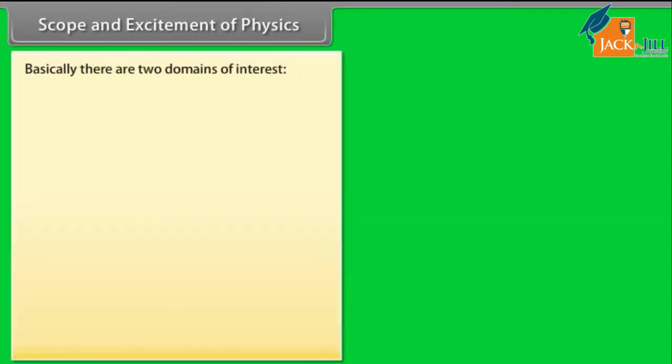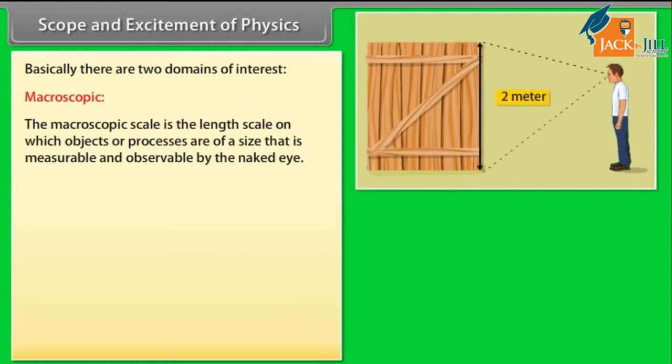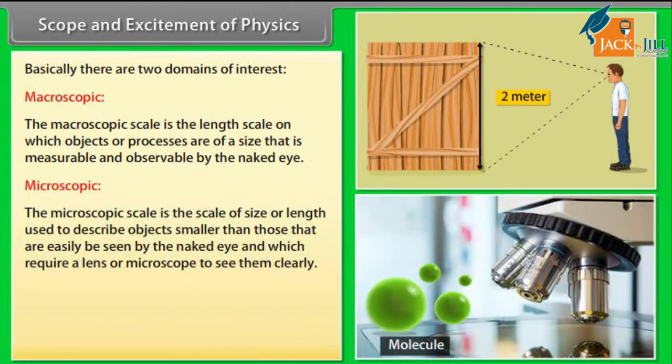Scope and excitement of physics. From a person beginning to walk to communication over thousands of kilometers, physics has very wide scope. Basically, there are two domains of interest. Macroscopic. The macroscopic scale is the length scale on which objects or processes are of a size that is measurable and observable by the naked eye. Microscopic. The microscopic scale is the scale of size or length used to describe objects smaller than those that can easily be seen by the naked eye and which require a lens or microscope to see them clearly.